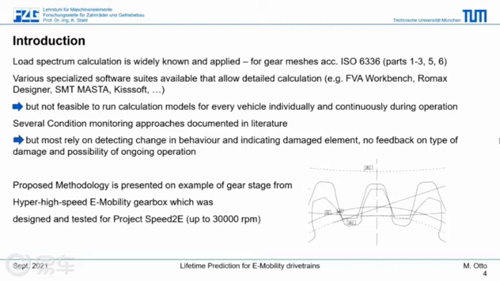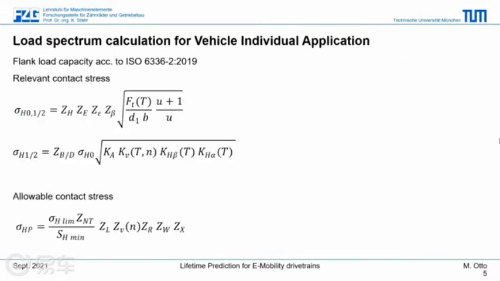The proposed methodology in the following is presented on some calculational values which are based on an example of a gear stage from a high-speed mobility gearbox, which was designed and tested for the project Speed2E for an input speed of up to 30,000 RPM. On the right side, you see a transverse sketch of the high-speed gear stage that is taken as a basis.